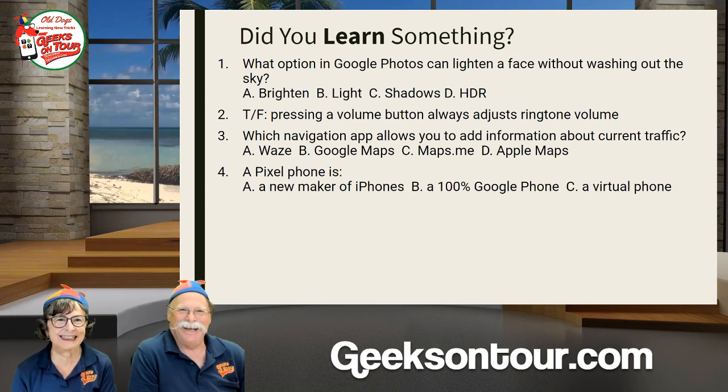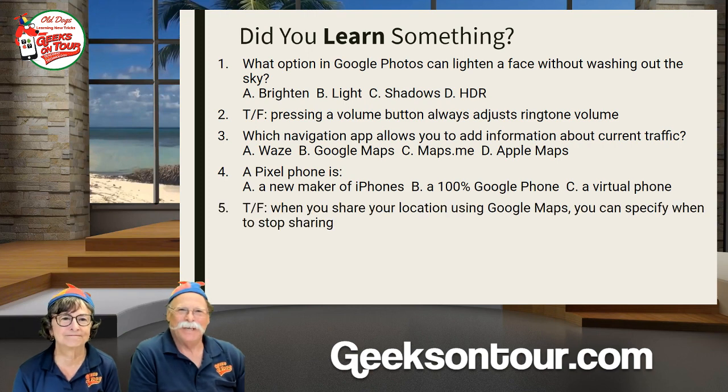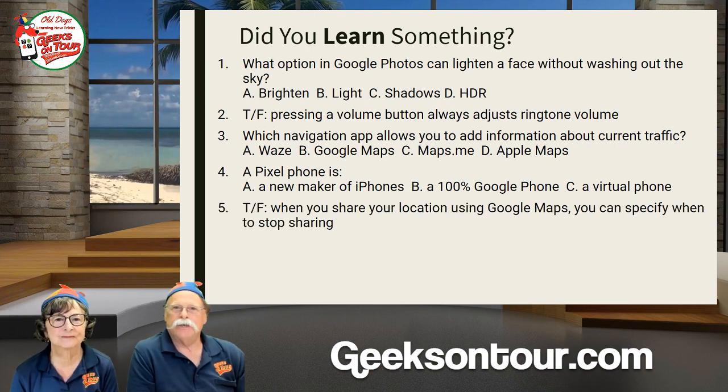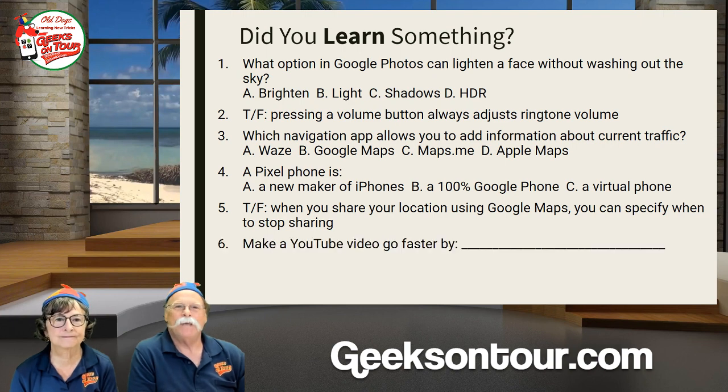It's getting there. A Pixel phone is A, a new maker of iPhones, B, 100% Google phone, or C, a virtual phone? B, 100% Google phone. True or false, when you share your location using Google Maps, you can specify when to stop sharing. Absolutely true. And to make a YouTube video go faster, what do you do? Change the setting for playback speed.